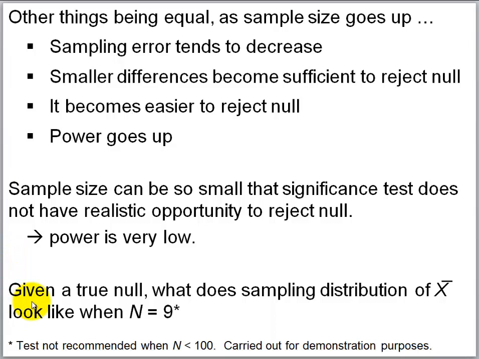So given a true null, what does the sampling distribution of the mean look like when n equals 9? Now I note that I'm carrying this example out for learning purposes. You shouldn't carry out a large sample test with a sample size of 9.